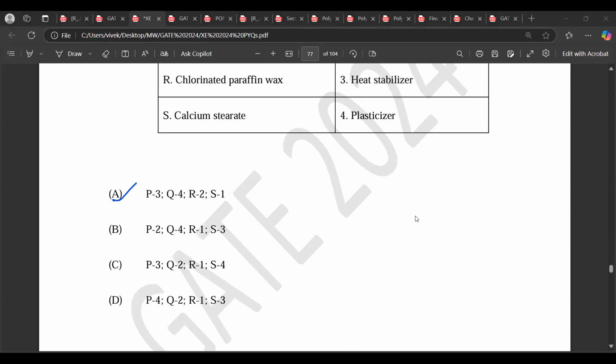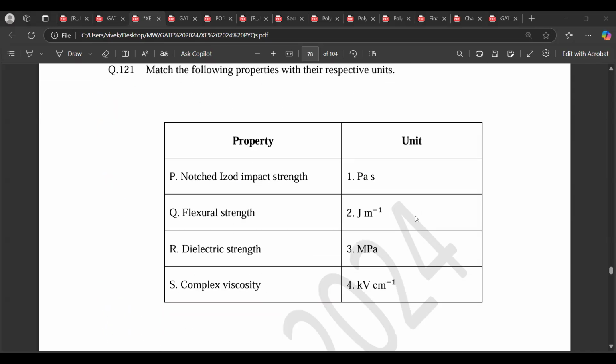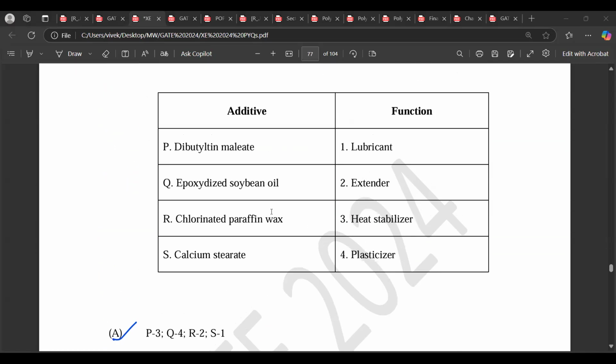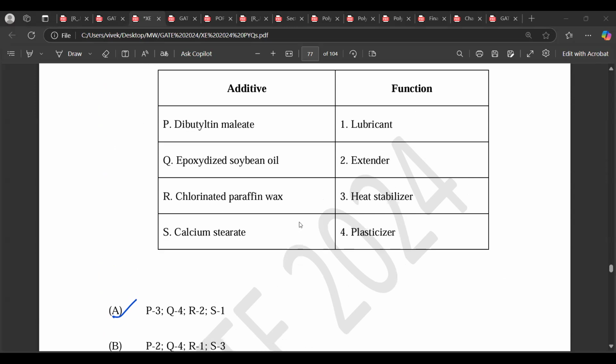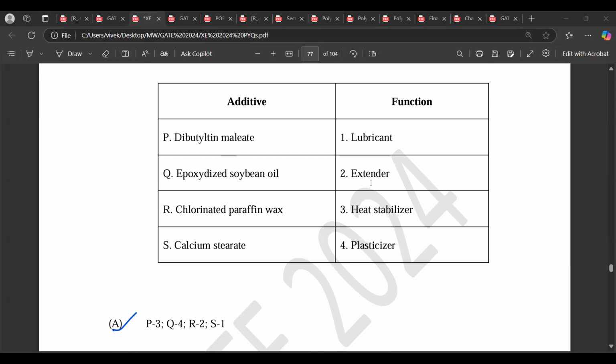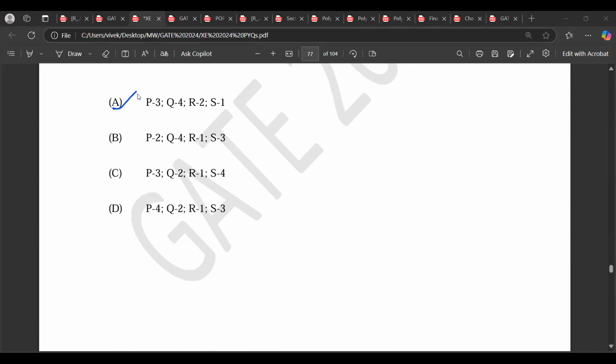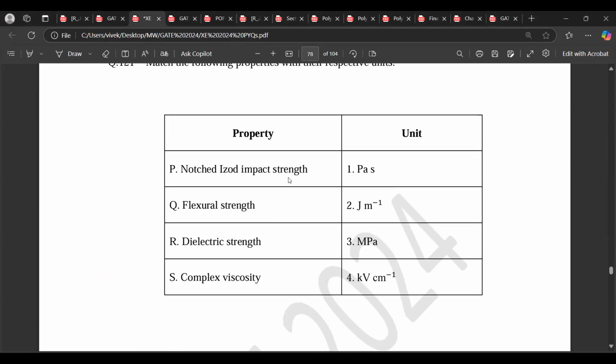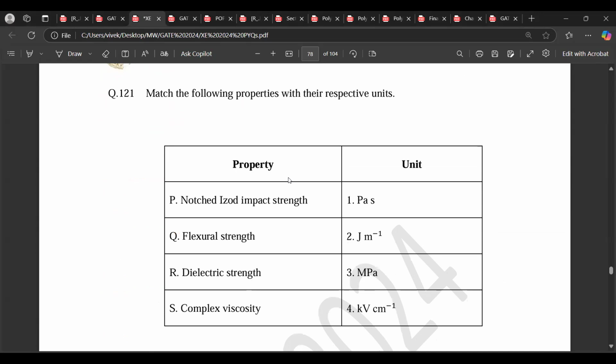Okay, please revise it. Some things are very obvious, right? Something like soybean oil is of course a plasticizer, right? And the dibutylene malate, so DBT, is a heat stabilizer, of course. So some things are like, if you fix something, something else will automatically be fixed in this option. So sometimes you don't need to memorize everything. Here this is also very obvious, that if you know only one answer, you don't need to finalize the rest.